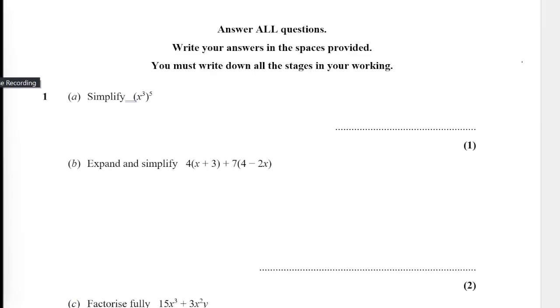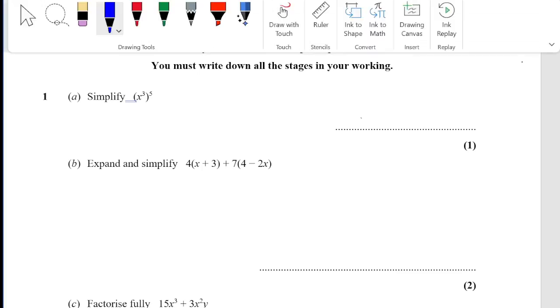Okay, question 1. Simplify x cubed to the power 5. So laws of indices, we just times those powers together. So that's going to become x to the 15.